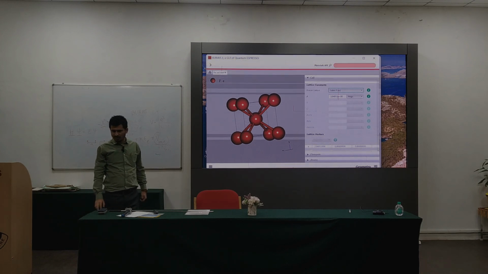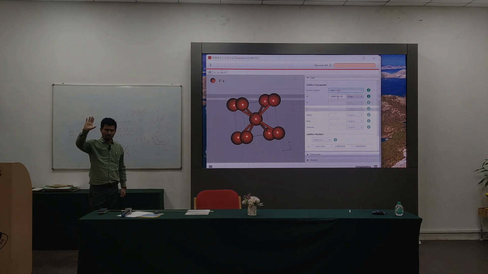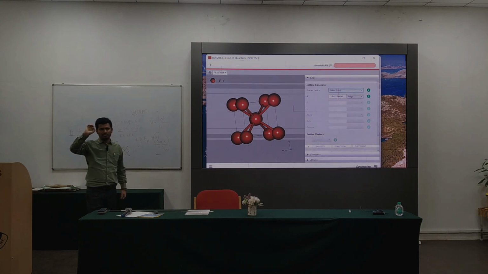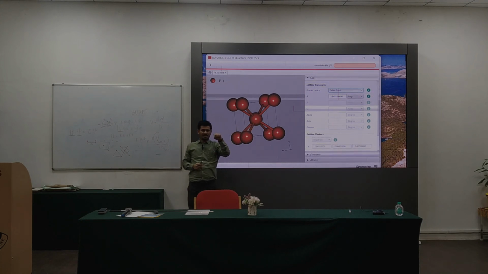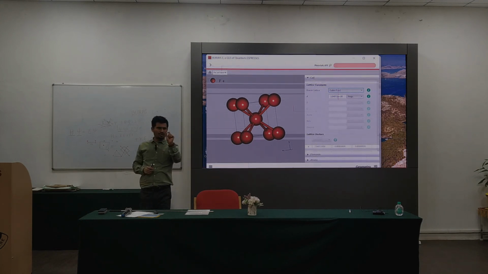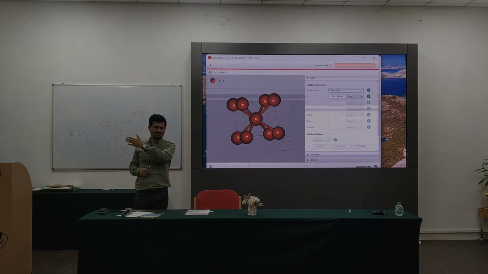So then we have to go a little behind. Suppose we have simple cubic. When you choose simple cubic, by default we choose that this atom is not there. Now you have to see what is the simple cubic: A equals B equals C, and alpha equals beta equals gamma equals 90 degrees.